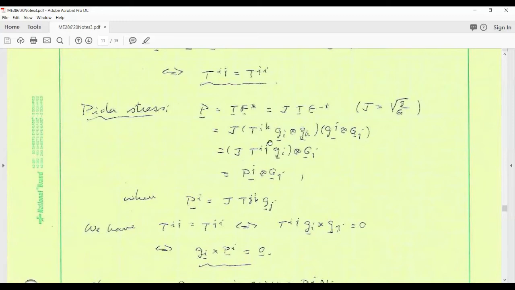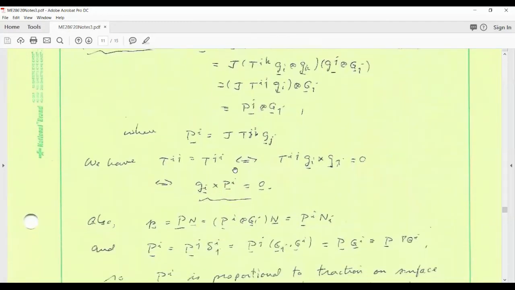So inside this parenthesis, I have three vectors for each fixed J. Of course, there's a sum on I. I'll call those three vectors P super J. P super J is J, Tij, Gi. We'll call these the stress vectors associated with the Piola stress. So if Pj is this, then Pi, for example, would be this with the I and J interchanged in this definition.